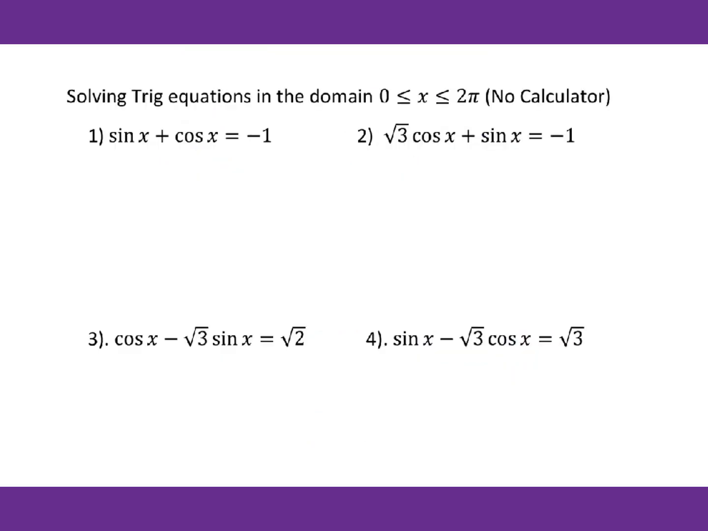Let's go to example 1. Solving trig equations in the domain from 0 to 2 pi. No calculator. Before you go to any trig equation like this, make sure it's a sin x plus or minus b cosine x pattern and a greater than 0. For number 1, we already know that's a sin plus cosine pattern, and a equals 1, b equals 1.